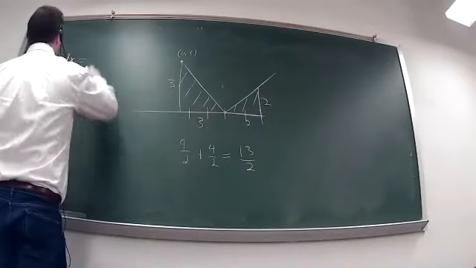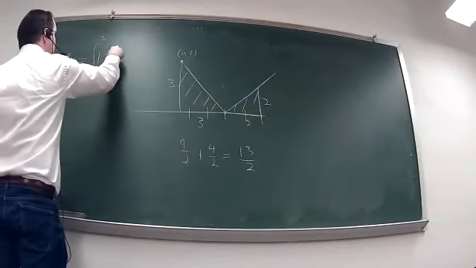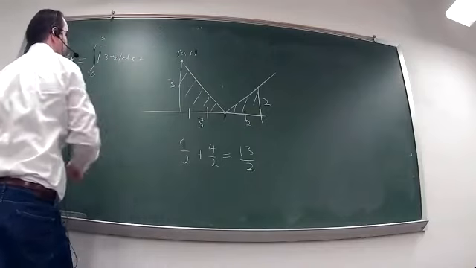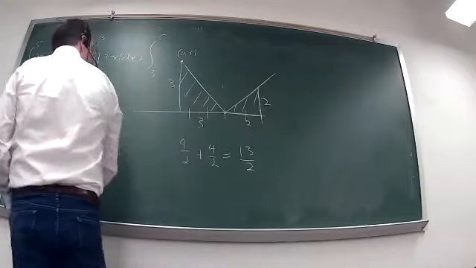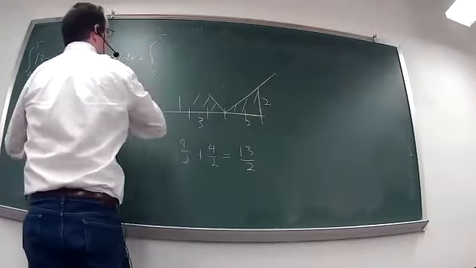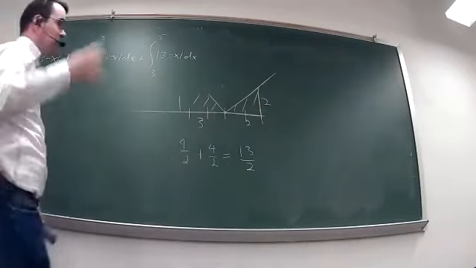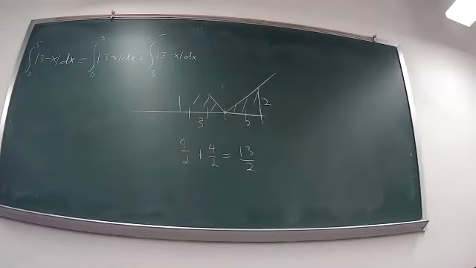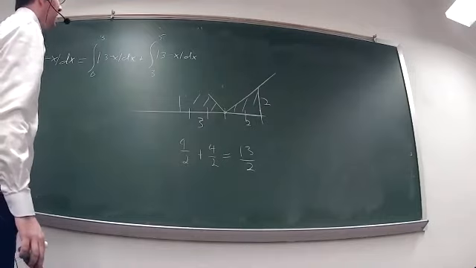So I can rewrite this as the integral from 0 to 3 plus the integral from 3 to 5. And I'll just erase this part so I can keep working. So this is like the additivity of domain theorem that we talked about.